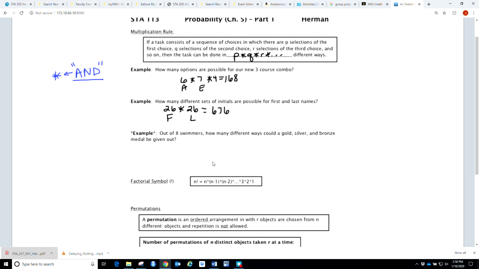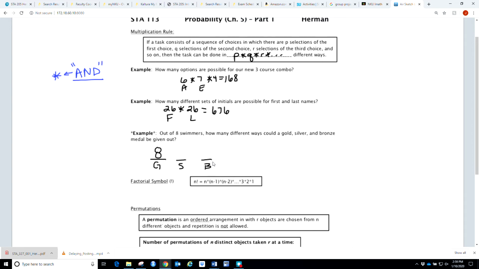Right, another example. So out of 8 swimmers, how many different ways could we give a gold, silver, and bronze medal? So for our gold medal, we have 8 people out there racing. How many different people could touch for first place? All right, any of the 8 could select first, and so we have 8 different options for gold.